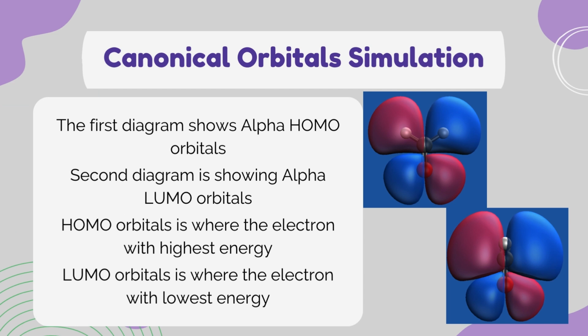This is the canonical orbital simulation. So the top left side is showing the alpha HOMO figure, and the bottom right side is showing the alpha LUMO figure. So what are HOMO and LUMO representing? HOMO represents the highest occupied molecular orbital and LUMO represents the lowest unoccupied molecular orbital. It is actually where the electrons are being distributed, the area that is occupied.